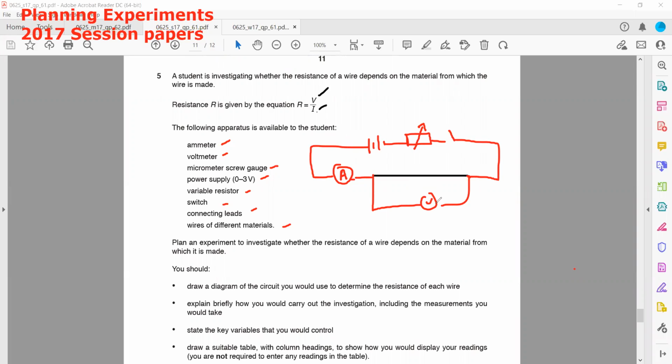So this is a sample of a wire. We'll read the voltage by using a voltmeter, and current by using an ammeter, and voltage divided by current will give the resistance. So this is a circuit.